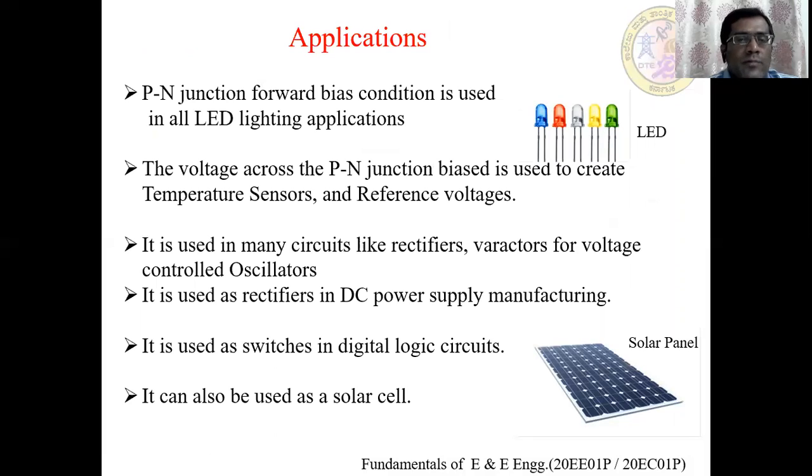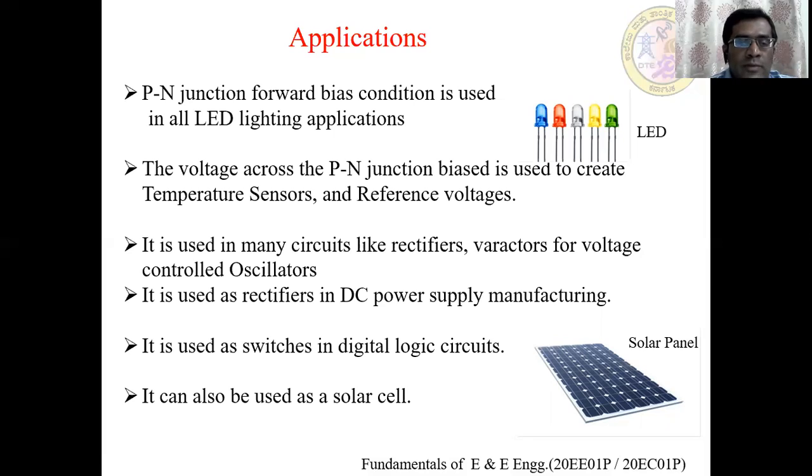What are the applications of diode and where can you use the diode? PN junction forward bias condition is used in all LED lighting applications. Since the diode is acting as a switch, we can use it in LED applications. The voltage across the PN junction bias is used to create temperature sensors and reference voltages.